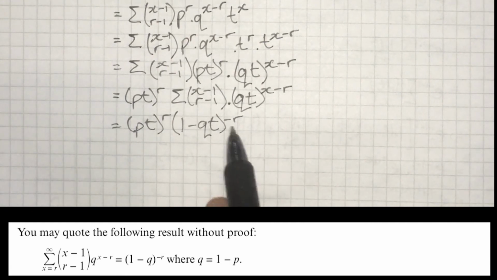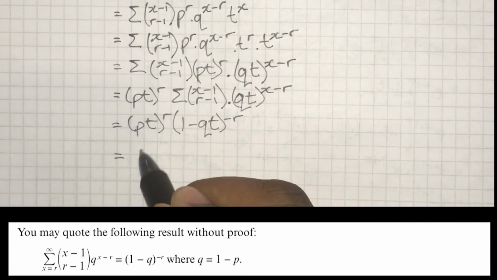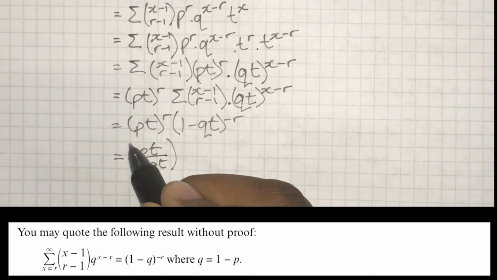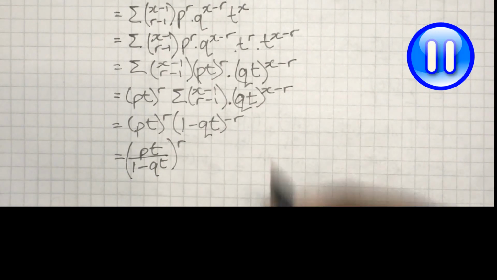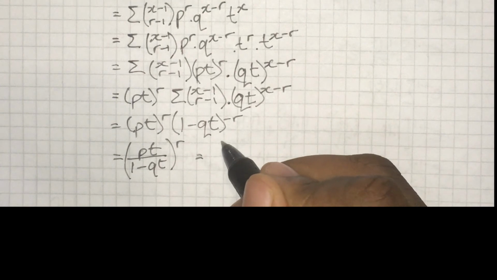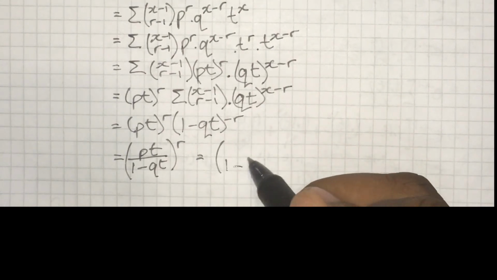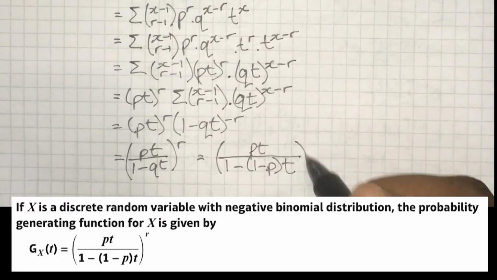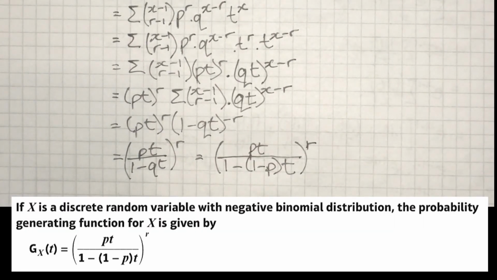So I'll make use of that right now. I've got an r and a negative r. I can rewrite it as a fraction, so I'll do the whole fraction to the power of r. And we're getting close to what we were asked for. As long as I swap out the q for 1 minus p, so I get this expression in terms of p only, then I have the form that we were asked for. And those multiple steps have got us to the general probability generating function for a negative binomial distribution.